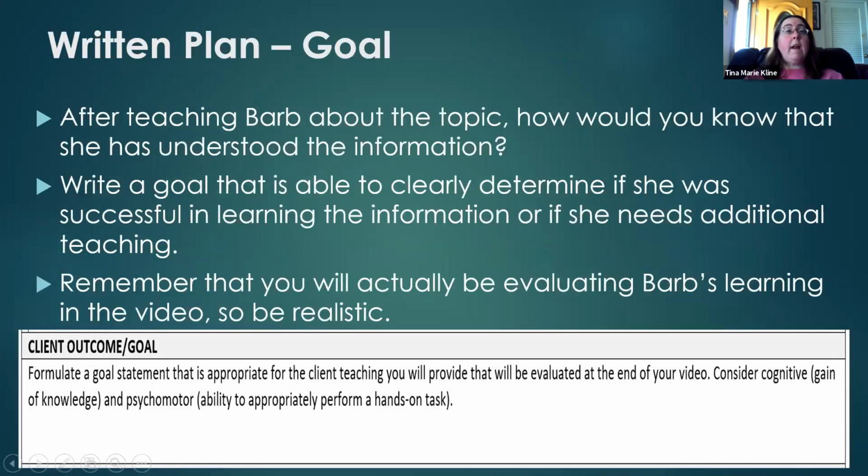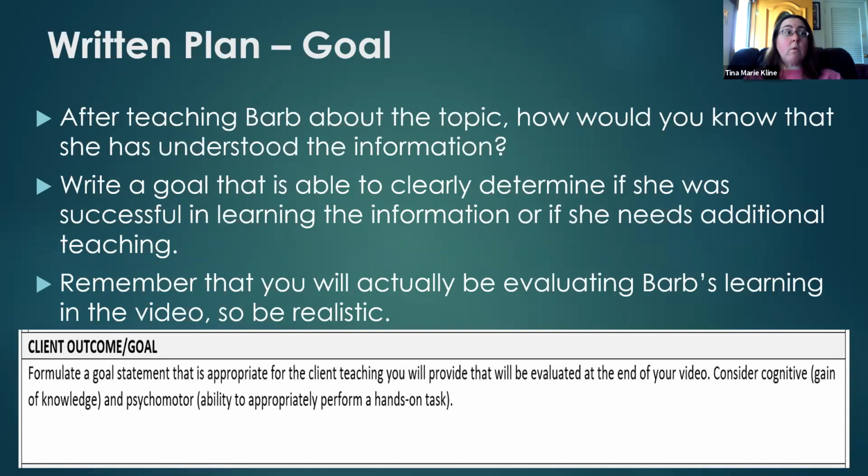Okay, so writing your goal. You need to think about this, because this is going to drive what you do in the video, because your goal is what you're going to have Barb do at the very end for you to be able to evaluate her. So after teaching Barb about the topic, how would you know that she understood what you taught her? If it's cognitive information, maybe she can restate key points.